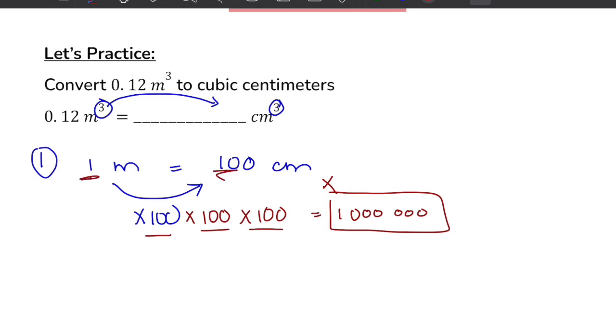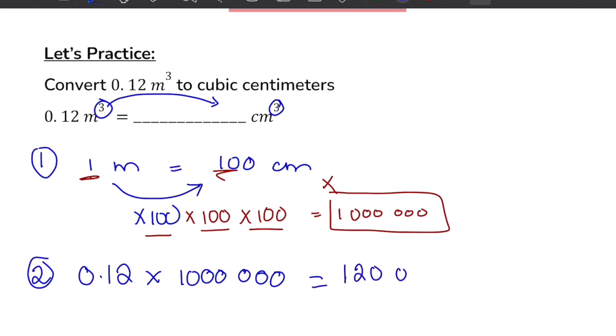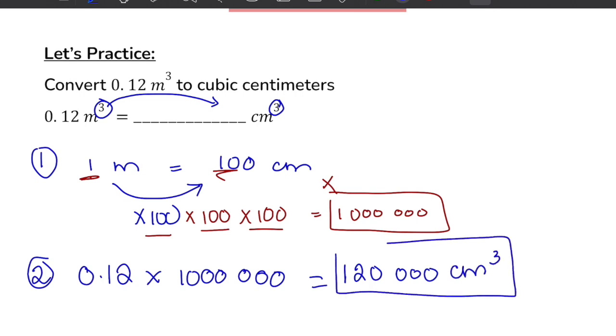So now that I know my conversion factor, the next step is very easy. I am going to take my 0.12 and I'm going to multiply by 1,000,000, and that will give us the answer. I would actually like you to take a minute right now and plug this into your calculator, because I want to make sure that you know how to input this in your machine. So you should get 120,000 centimeters cubed. That is the final answer, everyone. Okay?